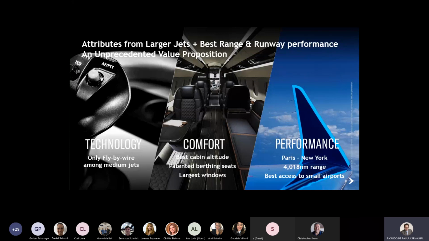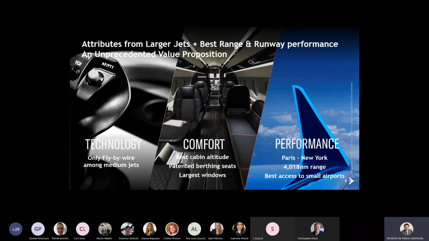In terms of comfort, we have the lowest cabin altitude. We'll be talking about those concepts, and a level of cabin altitude that before you would only find in those more expensive airplanes. And in terms of performance, we have the best performance in our segment.